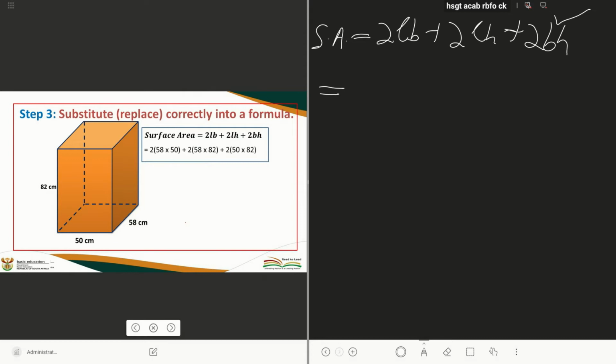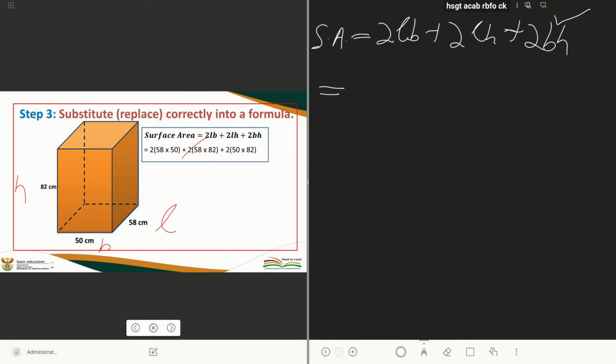Now let's look at the substitution here. Remember this is 82, which is the height. It's our H here. And this one is 58, which is the length. And we've got the 50 centimeters, which is our breadth. So what we do, we just substitute that there. So you look at LB, the length, our length here. It is 58.